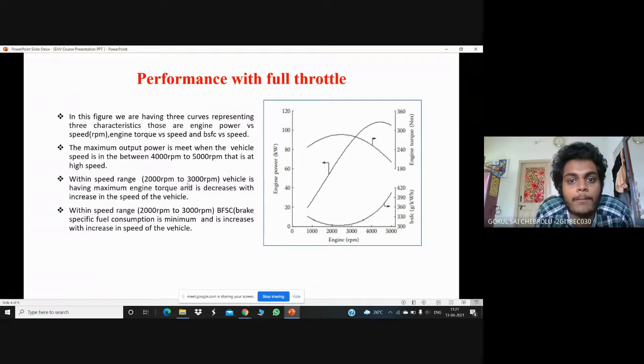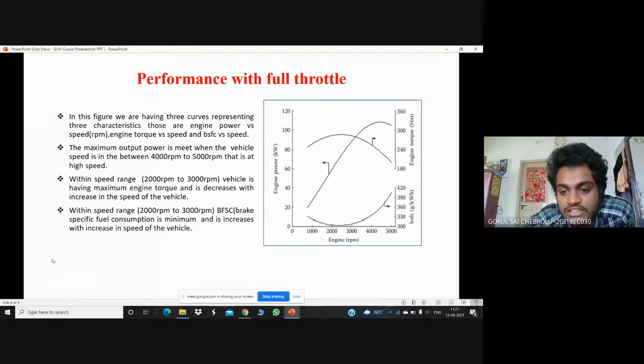Then we have the performance with full throttle graph. Basically, throttle means the valve that controls the flow of fuel to the engine. Here in this graph, we have three characteristics: engine power versus engine speed, engine torque versus engine speed, and BSFC versus engine speed. BSFC means brake specific fuel consumption. For engine power versus engine speed, as we increase the speed, the engine power also increases.